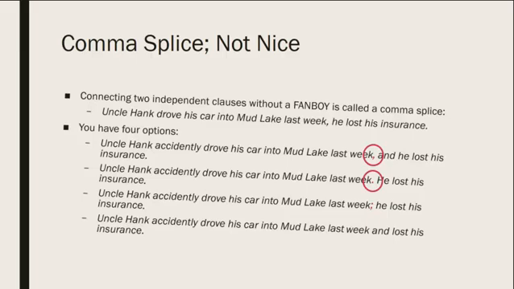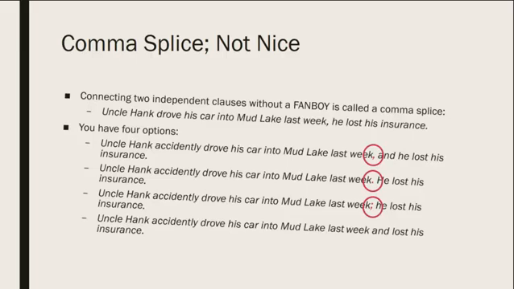Another option to kind of throw out there is that we can have a semicolon, which is kind of like the halfway point between a comma and a period. So the 2 independent clauses need to be connected to each other in some way. So the he in that second sentence is Uncle Hank, so that connects it. Then we can use a semicolon there. All right? Or the last option we have is we can say Uncle Hank accidentally drove his car into Mud Lake last week and lost his insurance. And again, because we don't have he in front of and, we don't need a comma.